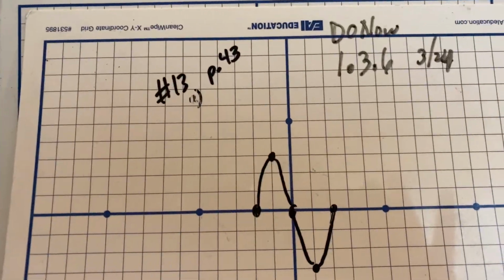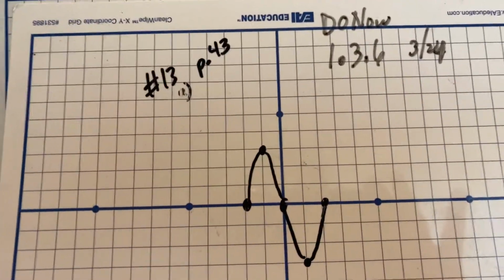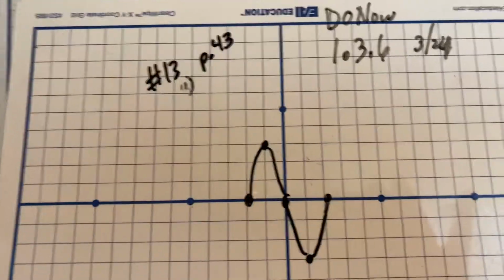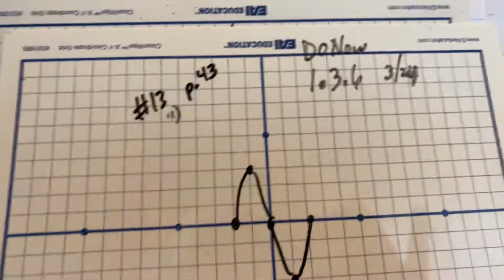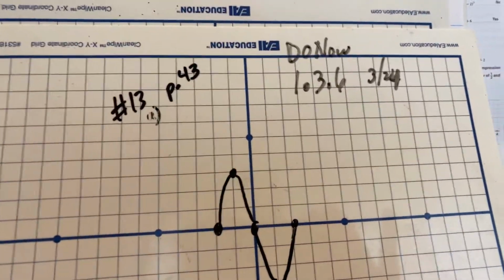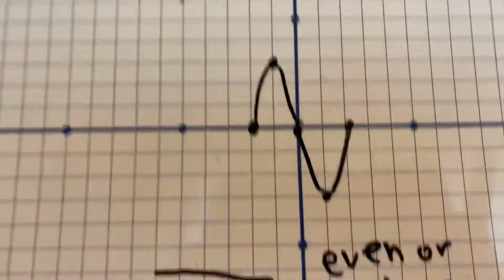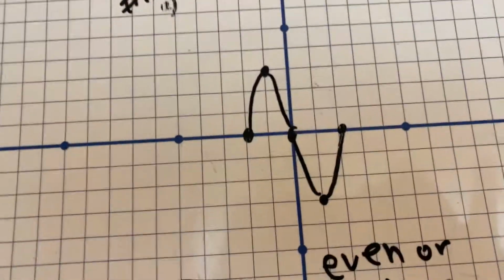Hi everyone, I'm here to review your do now for 1.3.6, which was originally supposed to be from March 24th. This would be problem number 13, A. And so what I have here is an interesting function.